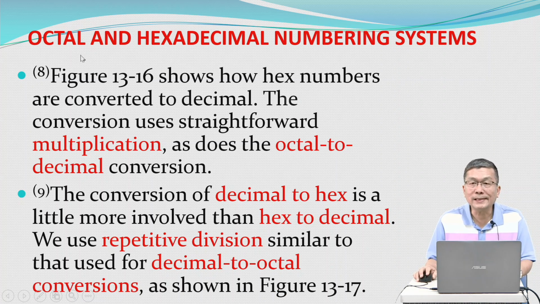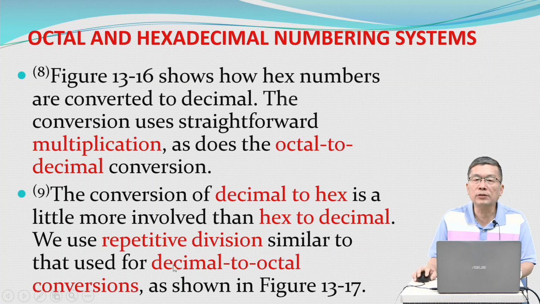Figure 13.16 shows how hex numbers are converted to decimal. The conversion uses straightforward multiplication, as does the octal to decimal conversion. The conversion of decimal to hex is a little more involved than hex to decimal. We use repetitive division similar to that used for decimal to octal conversions, as shown in Figure 13.17.